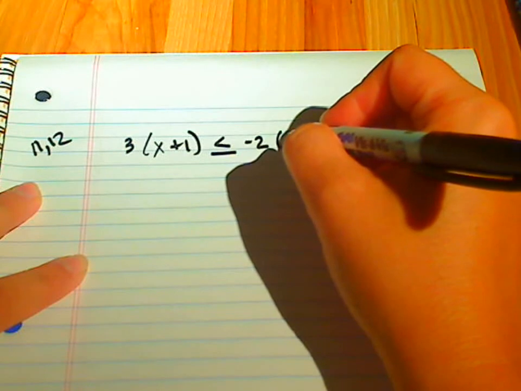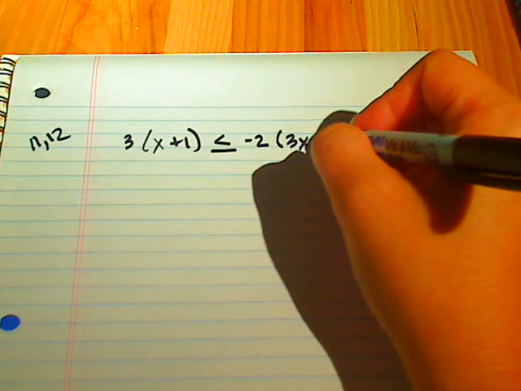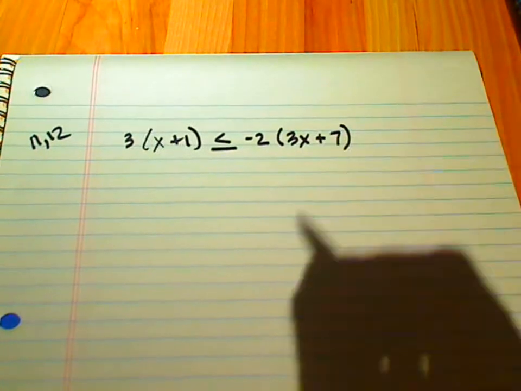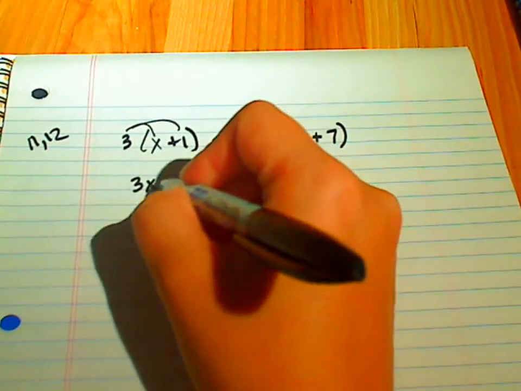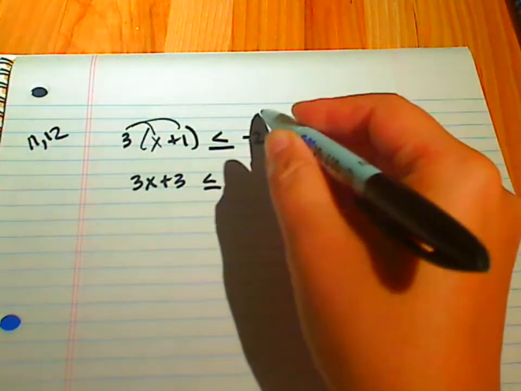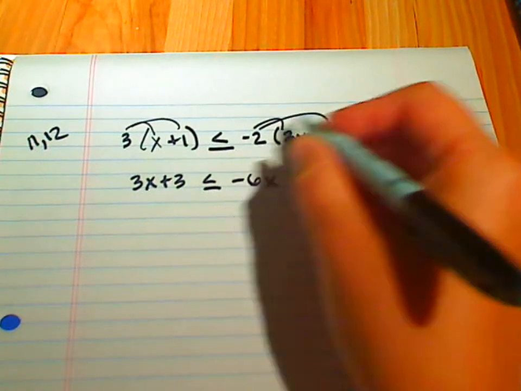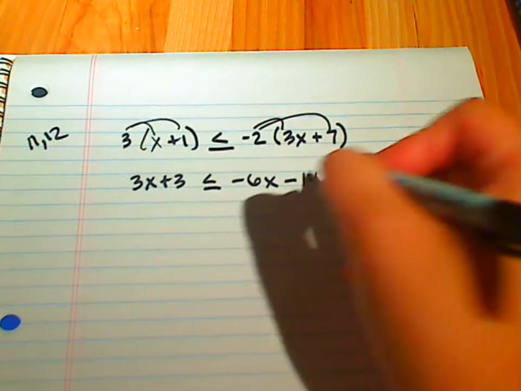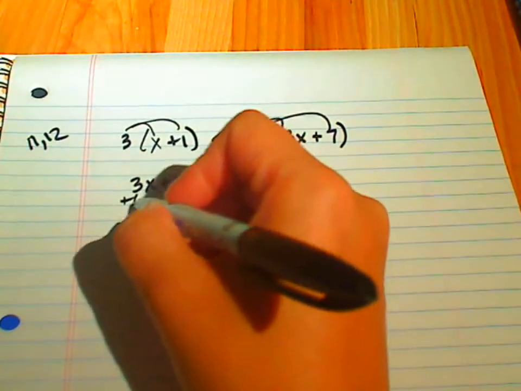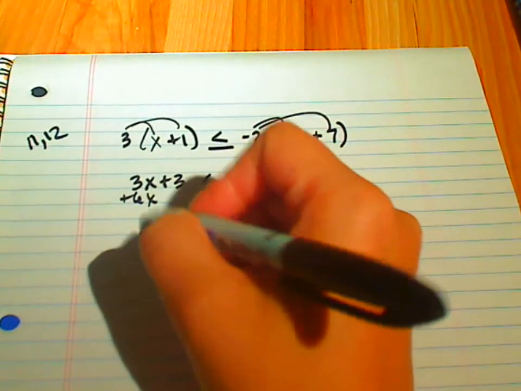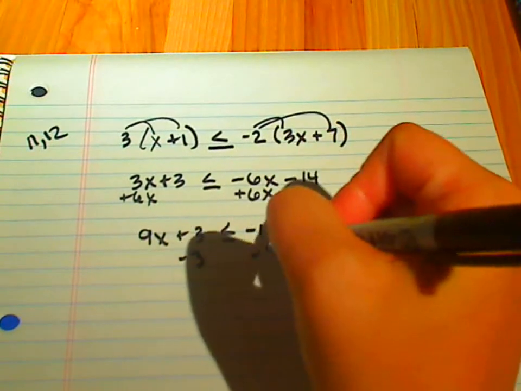x. Now let's do 3x plus 7. Alright, so you do some distributing and get 3x plus 3 less than or equal to, distribute, which means multiply the numbers in front, the coefficients, negative 6x minus 14. So I'm going to plus 6x to both sides. I get 9x plus 3 less than or equal to negative 14, minus 3, minus 3.